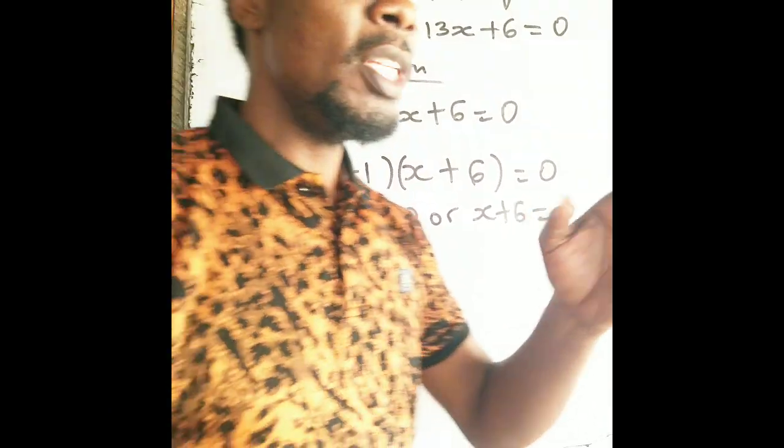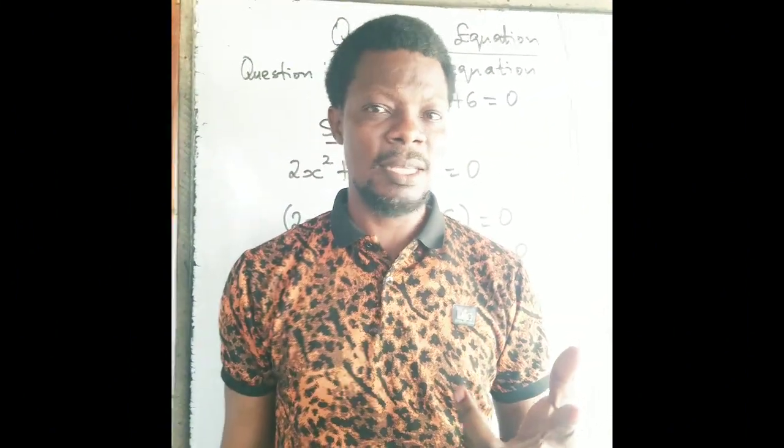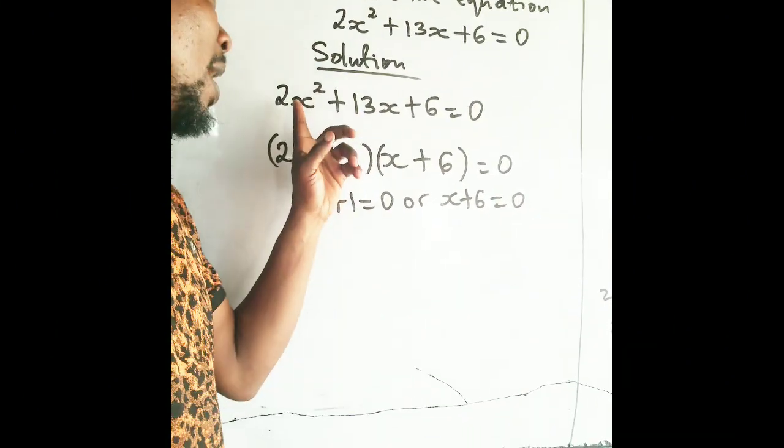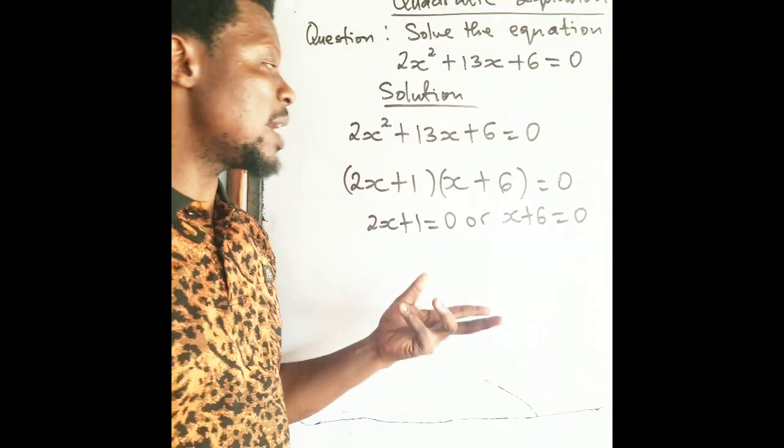Remember, in a quadratic equation, you must always solve to get two answers. Is that taken? Because the power of x is 2. So we must always solve to get two answers.